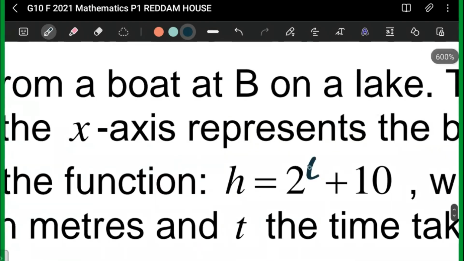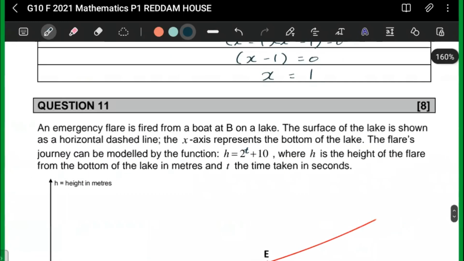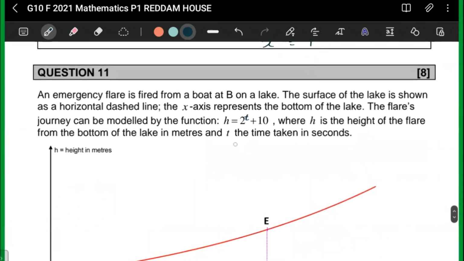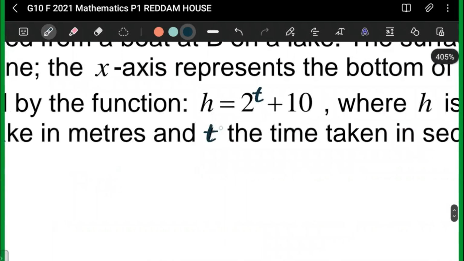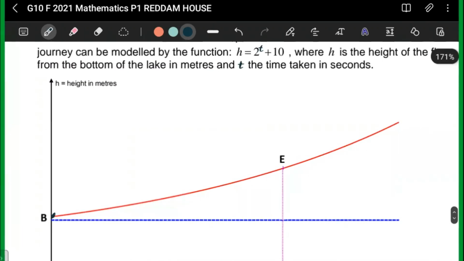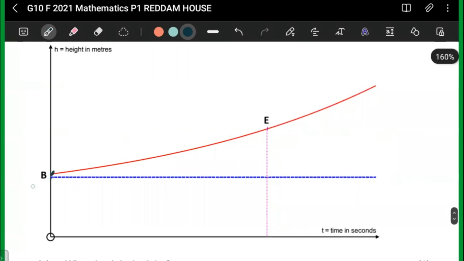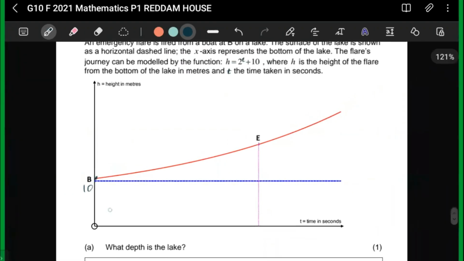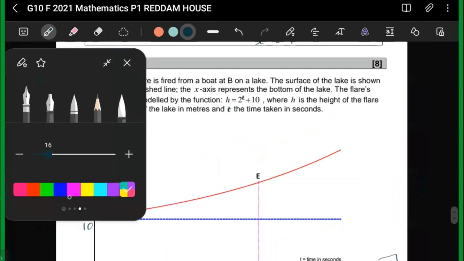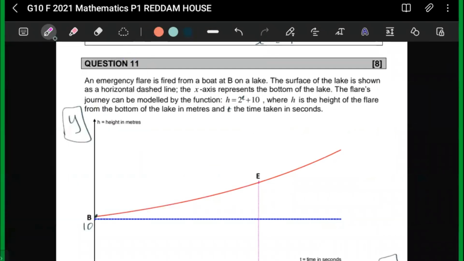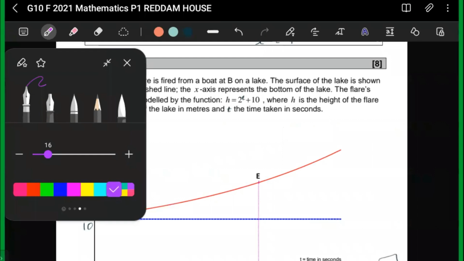Clearly, this equation is an equation of an exponential graph. And then it says here where h is the height of the flare from the bottom of the lake in meters, and t is the time taken in seconds. So just keep in mind, this is just an exponential graph. Because this is a 10, which is going to be representing the asymptote of the exponential graph, it means here this is just a 10. And this would just represent an x-axis, this would just represent a y-axis. Just look at it exactly like that. So just because I'm using a real life scenario does not mean that your way of thinking when it comes to Cartesian planes changes. It does not.